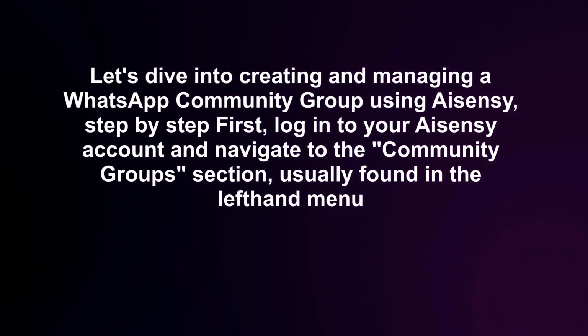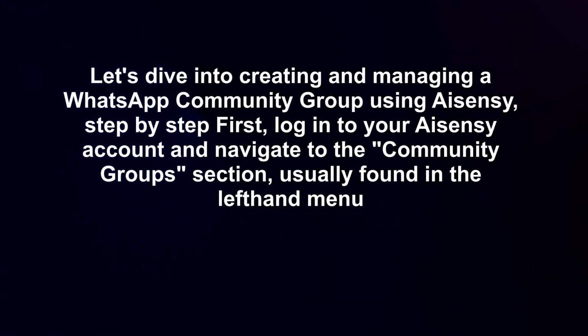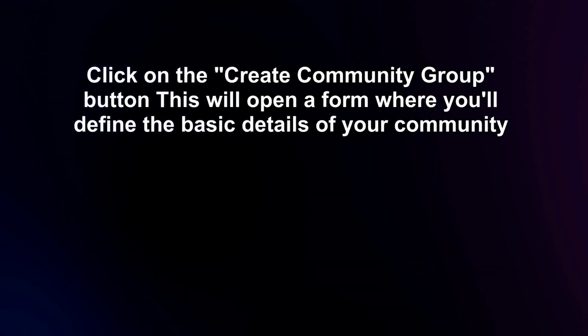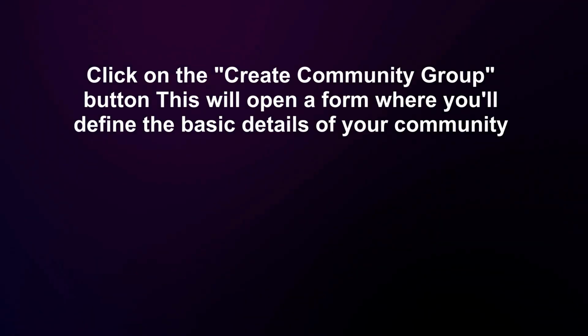Step by step. First, log into your Aisensy account and navigate to the Community Groups section, usually found in the left-hand menu. Click on the Create Community Group button. This will open a form where you'll define the basic details of your community.